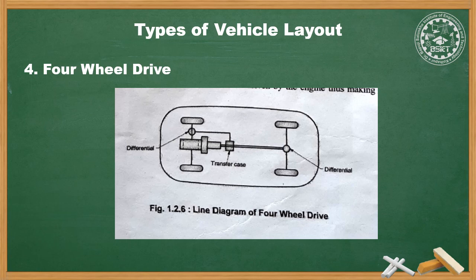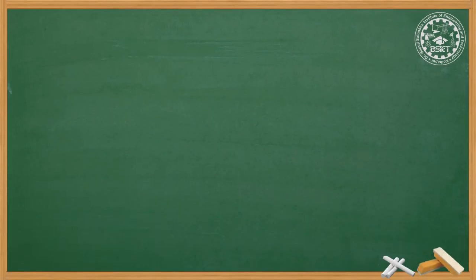The disadvantages are the cost of this vehicle is very high. More components are used, so the transmission system is complicated, and the maintenance is also high. The power loss is also high, and the fuel consumption is also high. The applications are four-wheel drive vehicles such as the Toyota Fortuner four-wheel drive or the Mahindra Scorpio four-wheel drive.